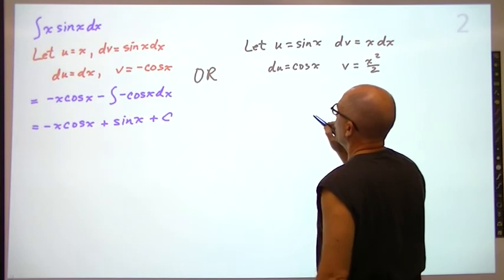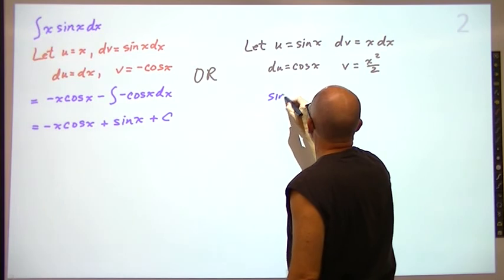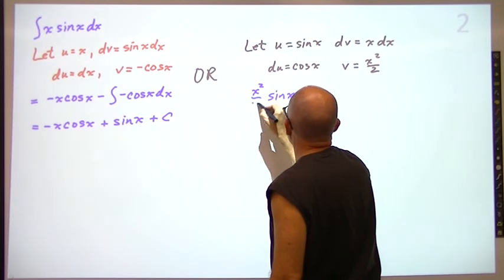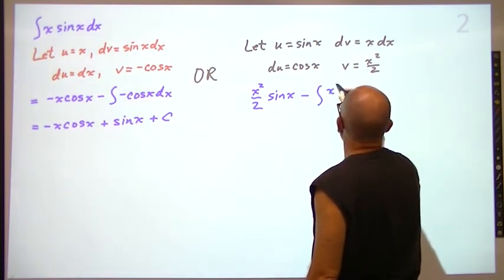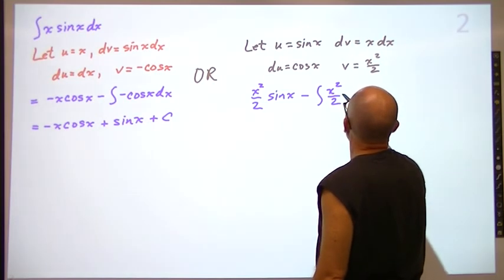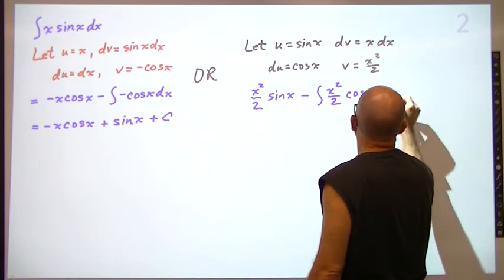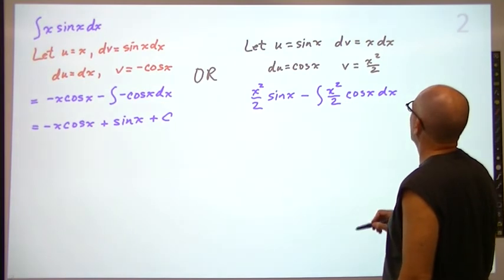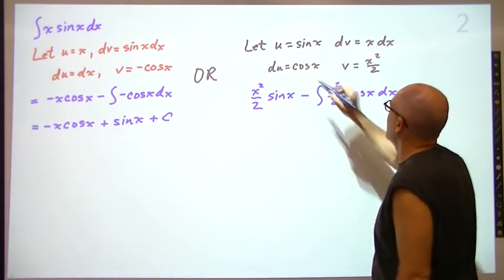Okay, so we've got uv, so it's sine x times x squared over 2, and we'll just go x squared over 2 sine x minus the integral of v du. Now, if u is sine x, du is cosine x dx.